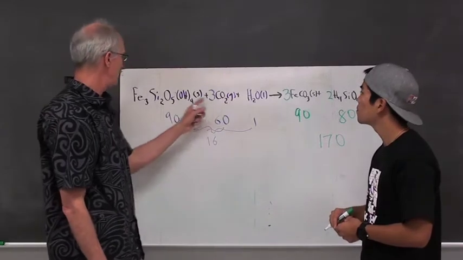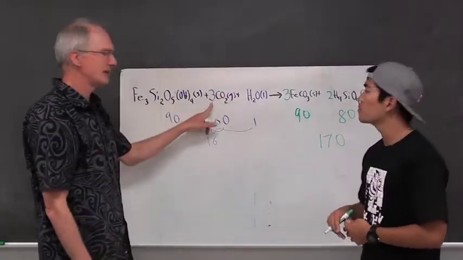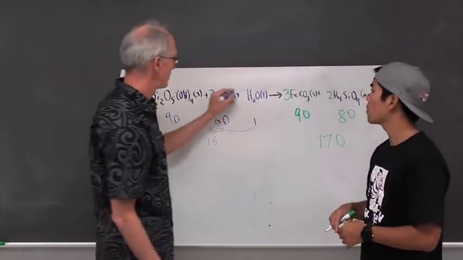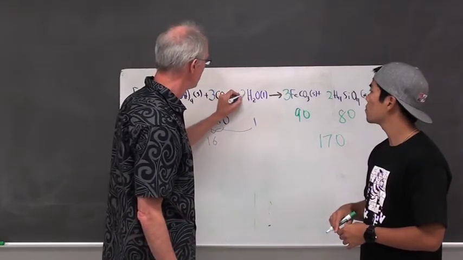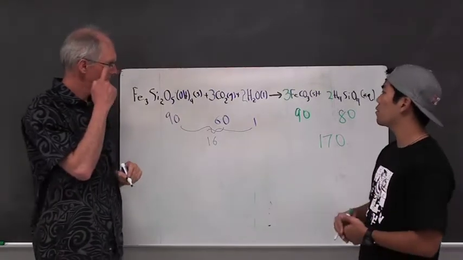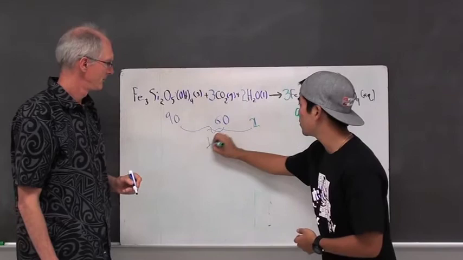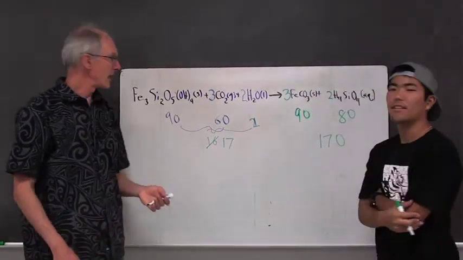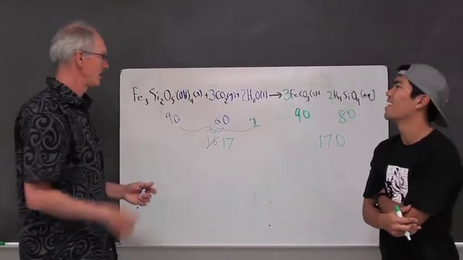Well, I can't change this because that'll mess up the iron. I can't change this because that'll mess up the carbon, so I'm going to change this one. I need 1 more, so I'm going to double that. Okay. And now we're equal on the oxygens because you just added 1 more here. Yep. That gives you 17. Alright. So we'll check the last element, and the last element better work out because everything else is balanced, right?